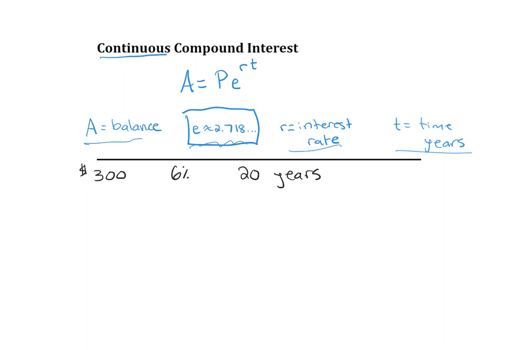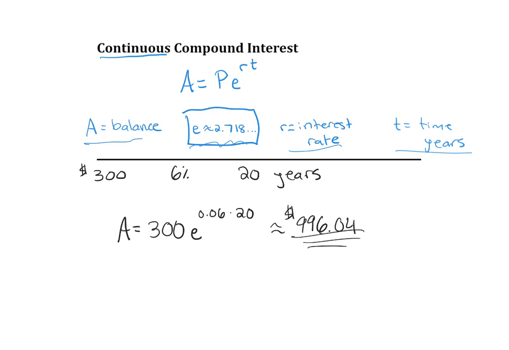Okay, so we're going to do the same scenario, investing $300, 6% interest rate for 20 years, but with continuous compound interest. So A equals the principal, 300, times e to the power of 0.06 times 20. When you plug that in, you will get about $996.04. So there's your most amount of money that you can get.